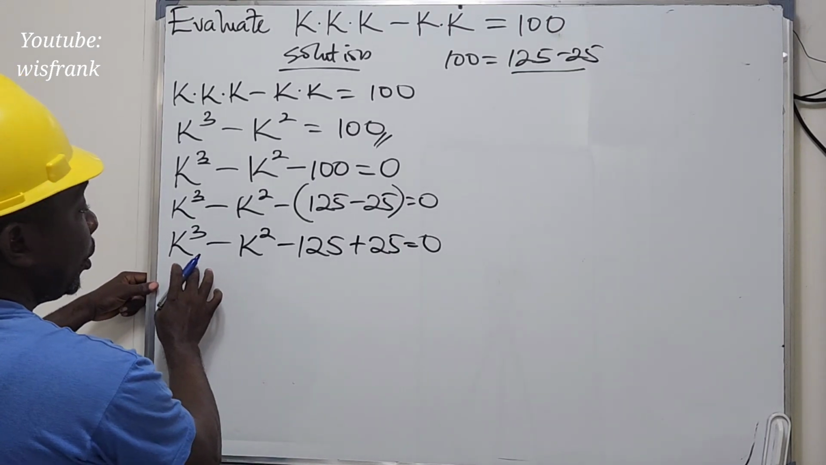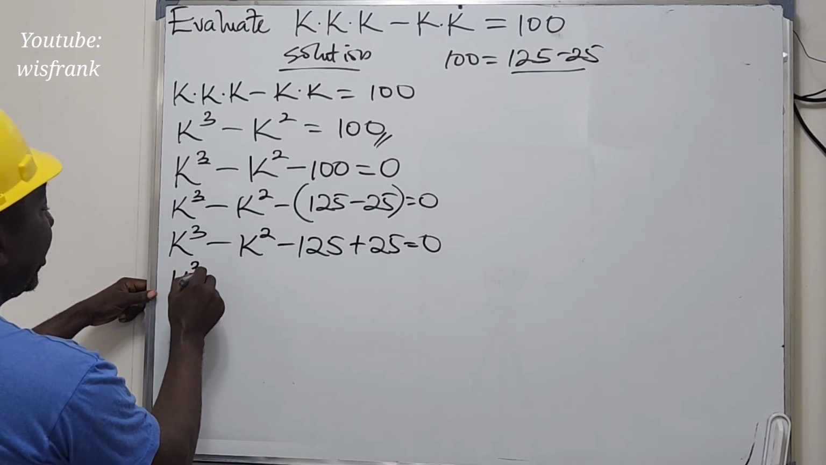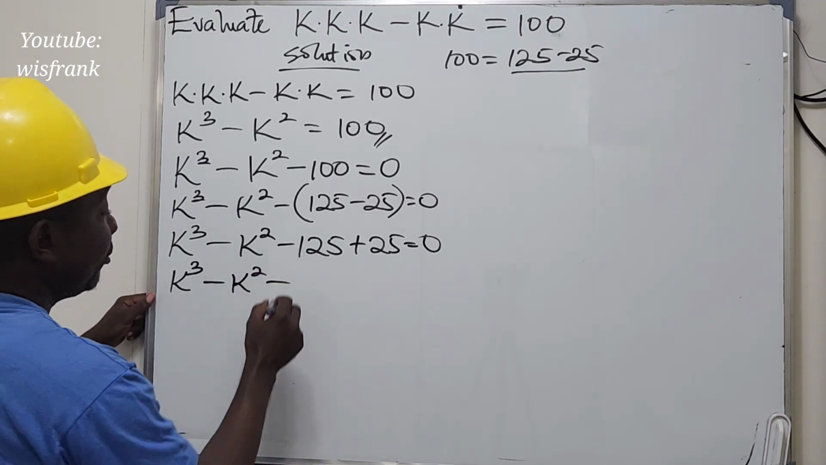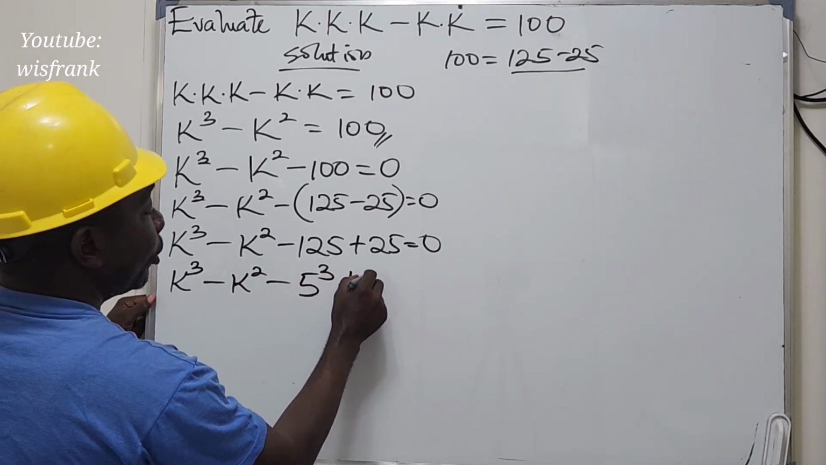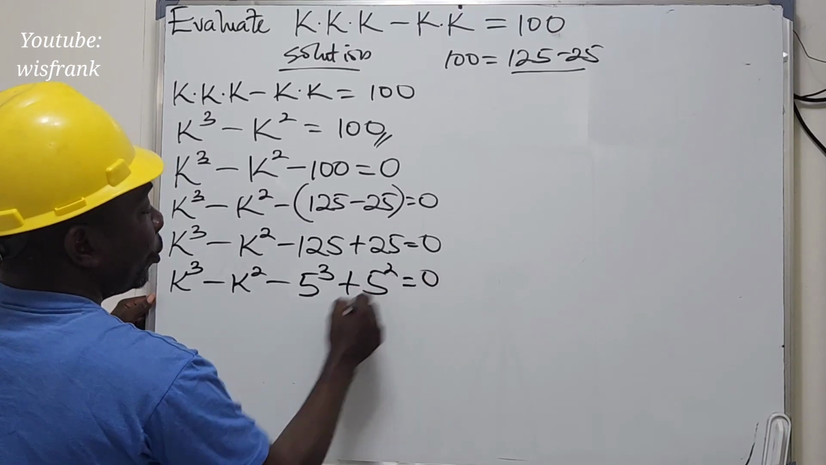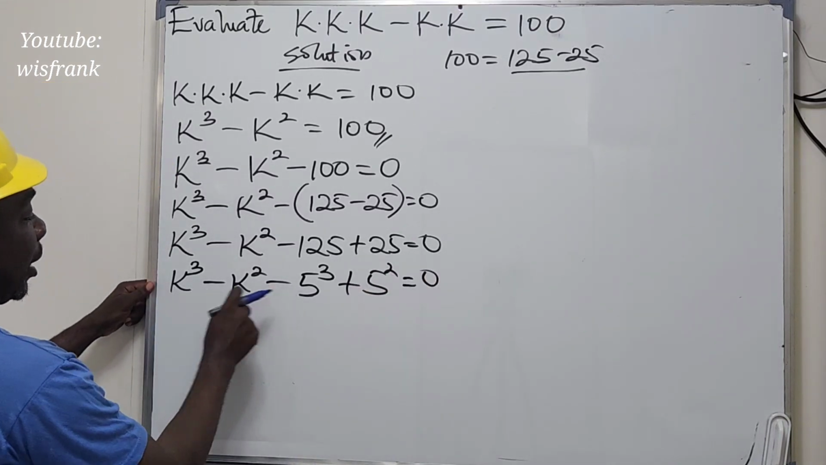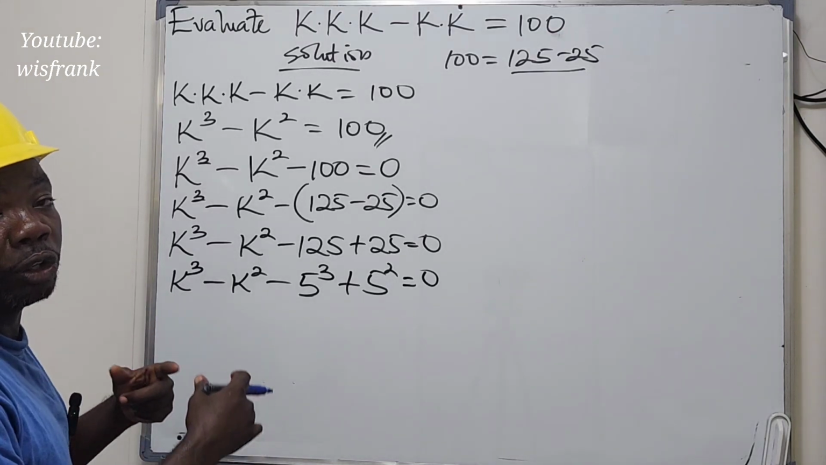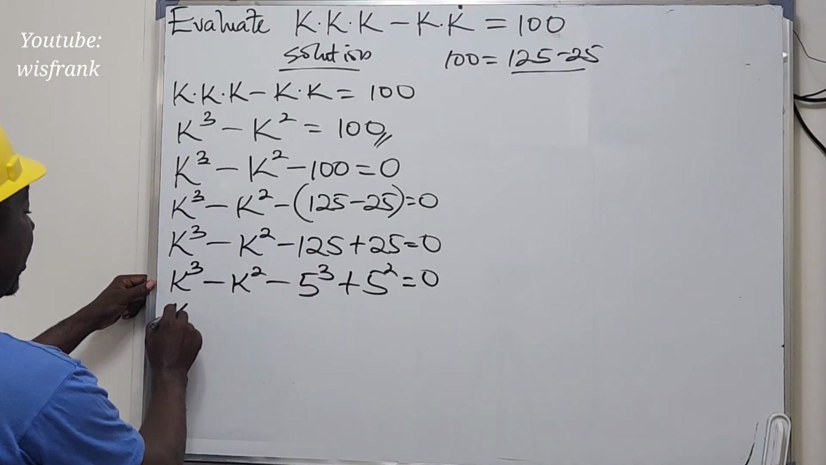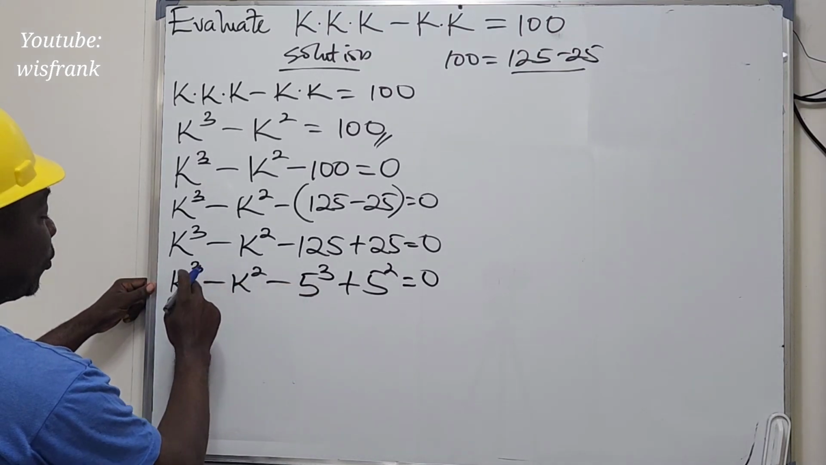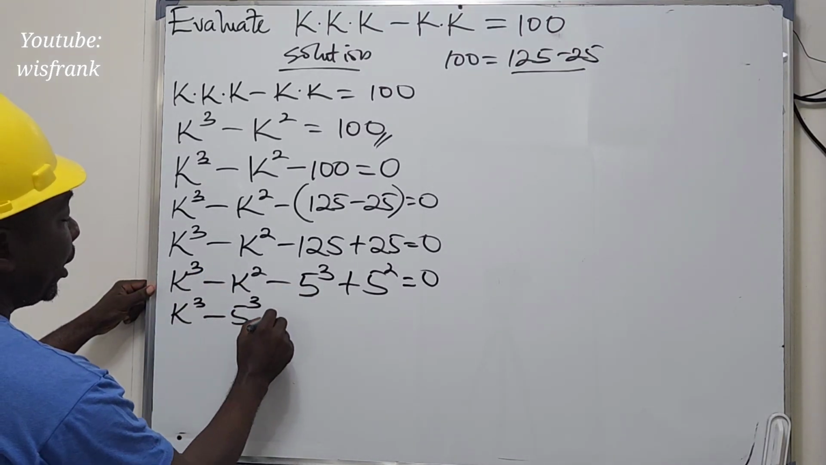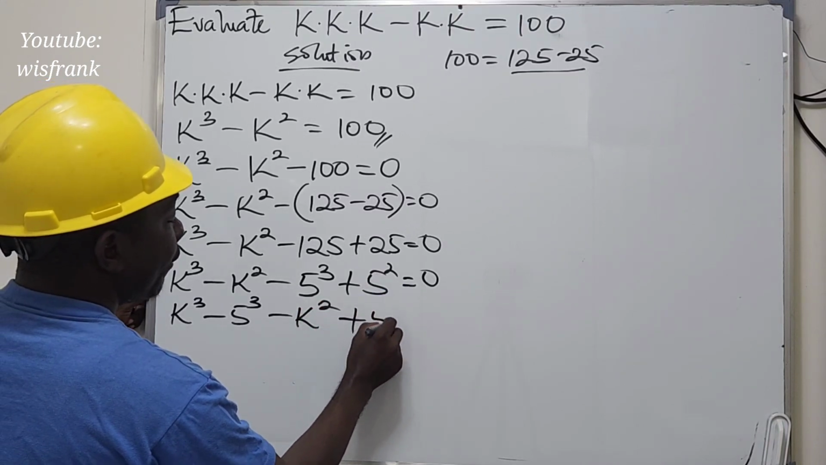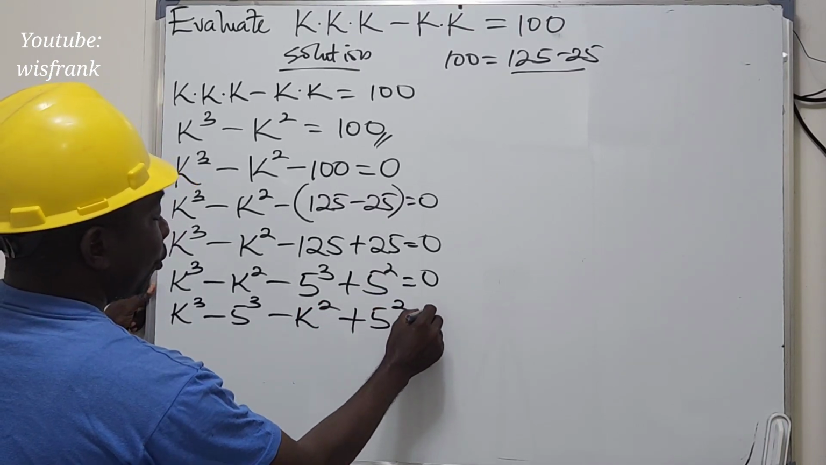So here, this will become k to the power of 3 minus k to the power of 2 minus 125, the same thing as 5 to the power of 3 plus 5 to the power of 2 equals 0. Here we need to collect like terms, all the power of 3 on one side and all the power of 2 on one side. So this will become k to the power of 3. When this goes here, it will become minus 5 to the power of 3. Then you have minus k to the power of 2. Then this becomes plus 5 to the power of 2 equals 0.